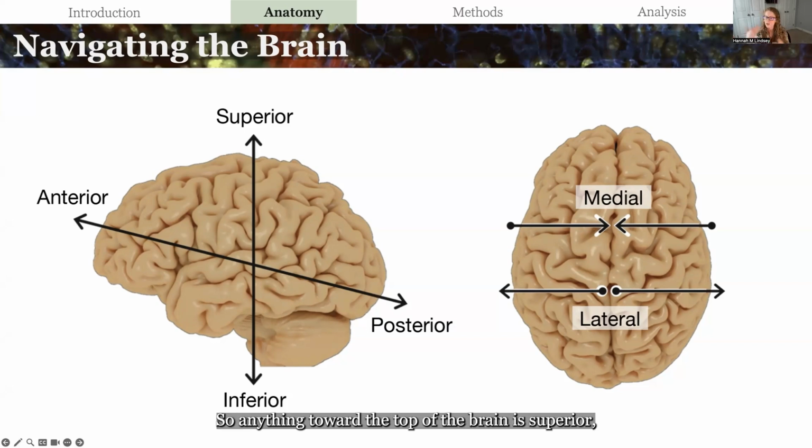So anything toward the top of the brain is superior and anything toward the bottom is more inferior. And finally, anything closer to the midline of the brain is considered to be more medial to anything that is closer to the outside of the brain, which is considered more lateral.